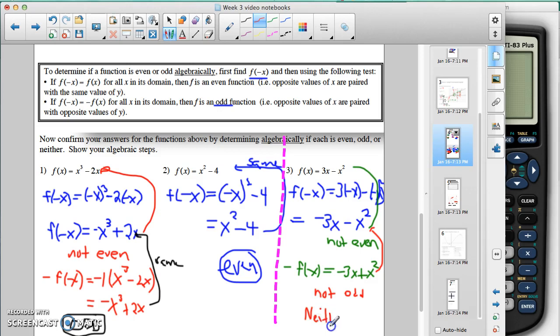Now, you have to check to see if it's the same. If it's the same as the negative 1 times it, then it's odd. Or if it's neither one of those, it would be neither.